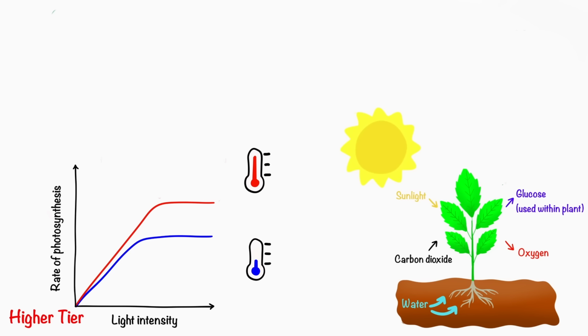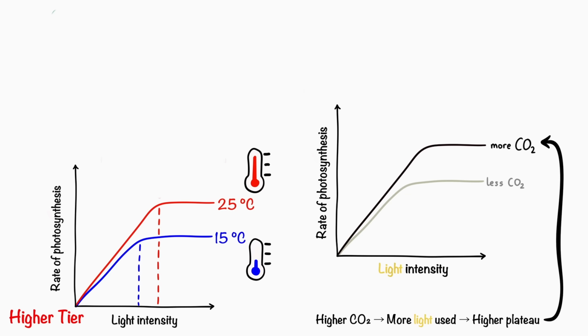For instance, a graph might show photosynthesis rates at different light intensities for two different temperatures. At the lower temperature, such as 15 degrees Celsius, the line levels off at a lower point than at the higher temperature, such as 25 degrees Celsius. This shows that temperature becomes limiting once light is abundant. Similarly, graphs showing the effects of light intensity and CO2 concentration demonstrate that at higher CO2 levels, the plant can use more light before another factor becomes limiting.